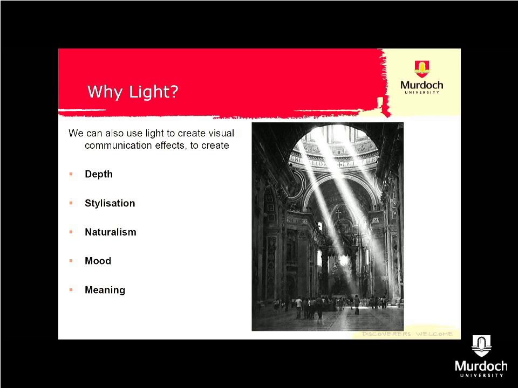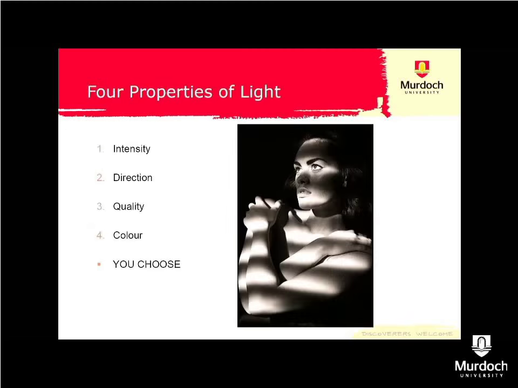In other words, the people who are viewing our photographs, other people, they already have a visual literacy that allows them to read photographs in a certain way and allows them to read the world in a certain way. And that is brought to the photographs, and we can use that. Understanding that helps us to create meaning and effects in our photographs. So we can think of things like depth, stylization, naturalism, mood and meaning. Fundamentally, there's four properties of light that are commonly identified: intensity, direction, quality and colour. And we'll have a look at those individually.